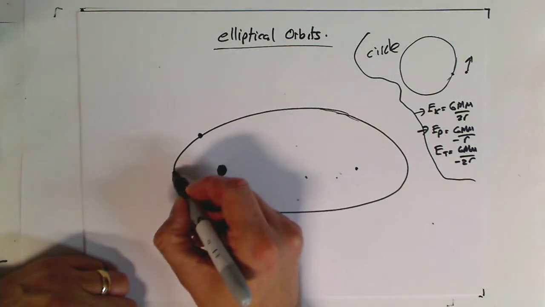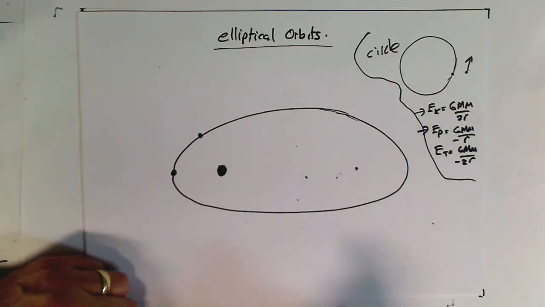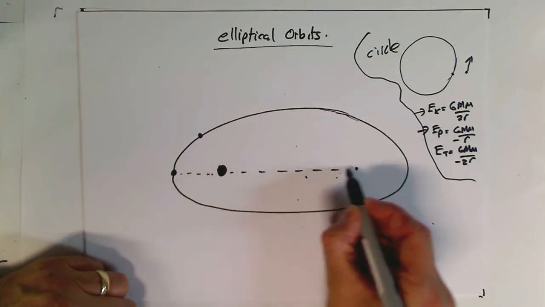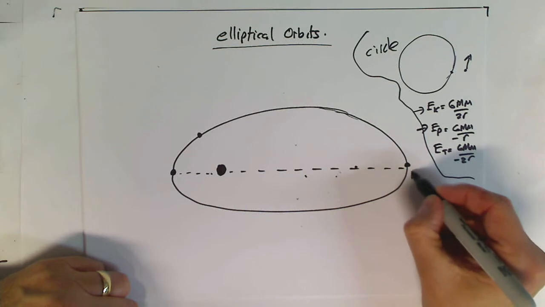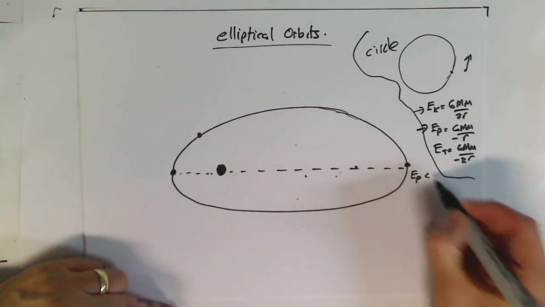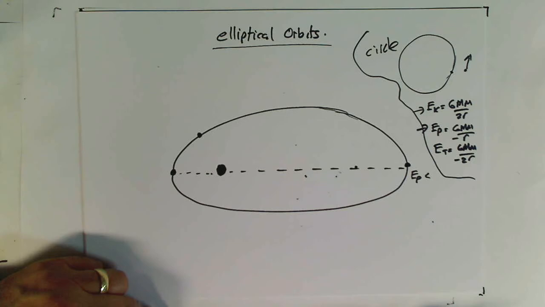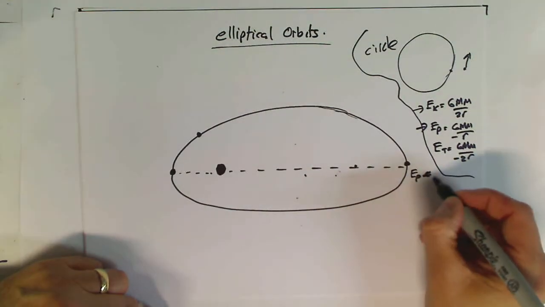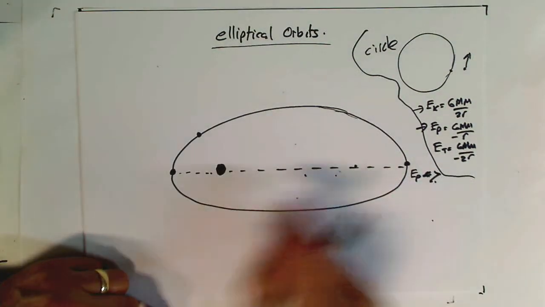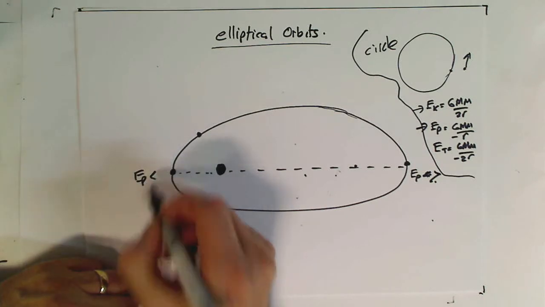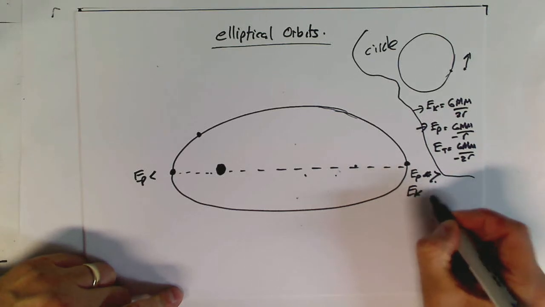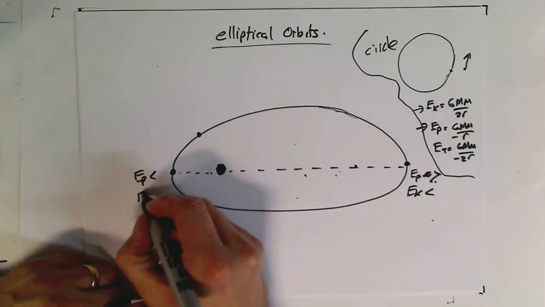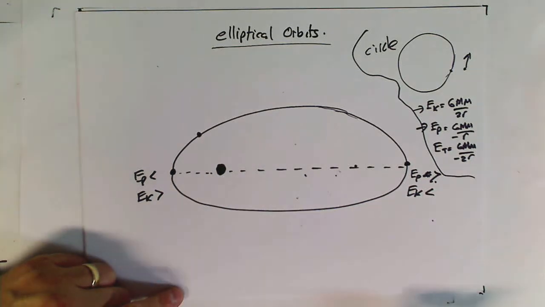Now, when you come down here, looking at that distance compared to the distance here, we can say immediately that the potential energy up this end of the orbit is more, and the potential energy at this end is less. So we can say immediately that the kinetic energy up this end is less, and the kinetic energy down this end is more. So it's going faster. We can say that immediately.